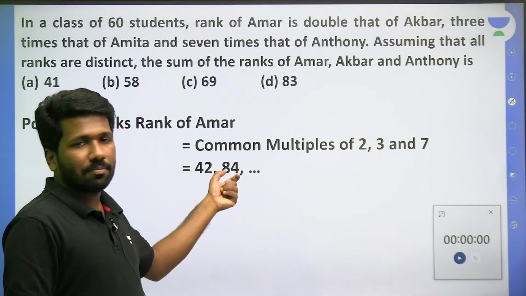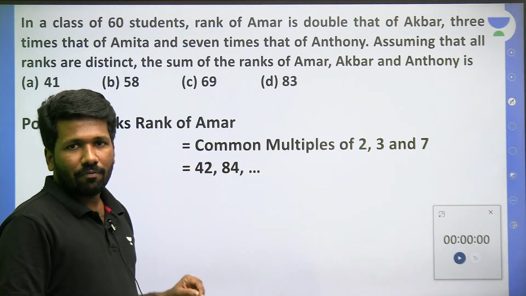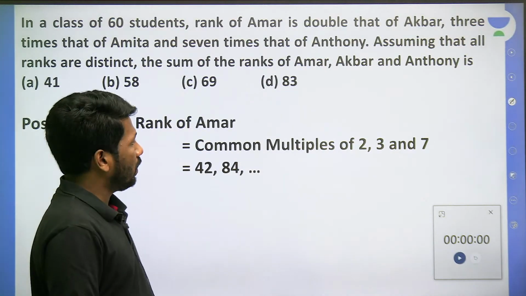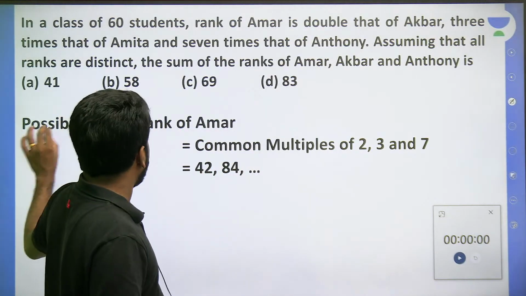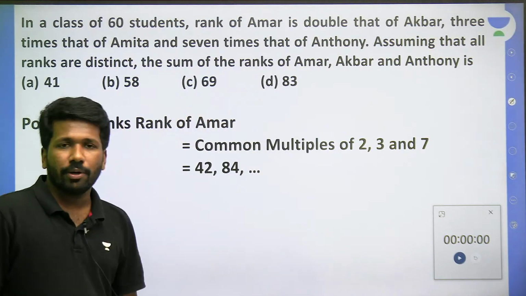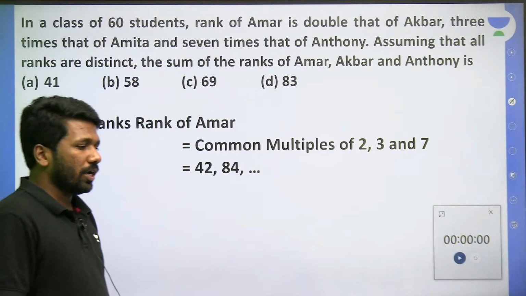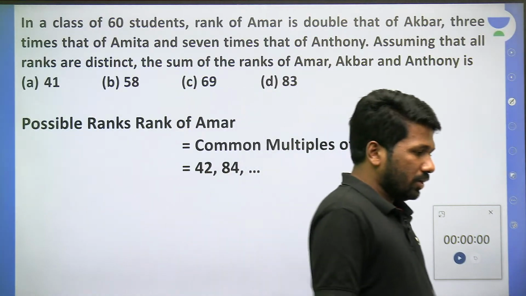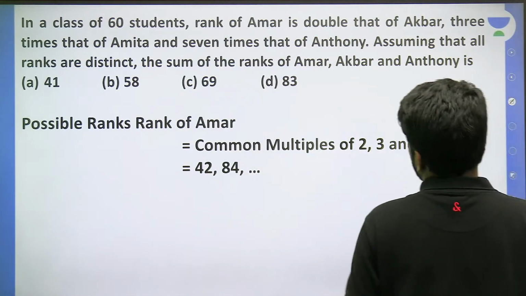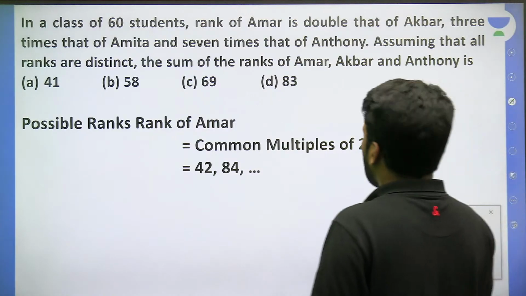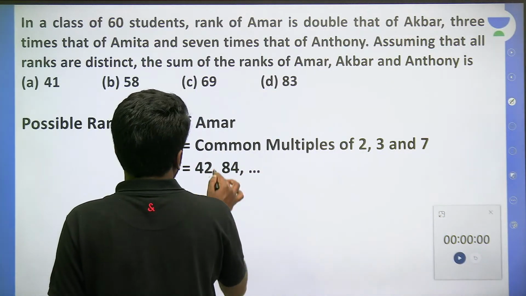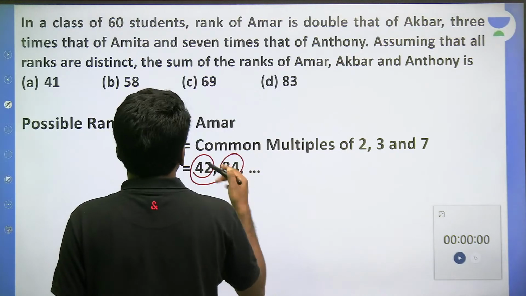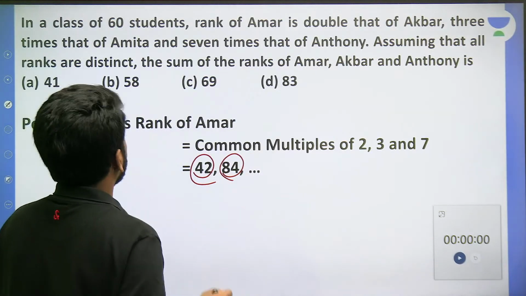After that, double of 42 is 84, triple of 42 is 126 and so on; these will be the common multiples of 2, 3, 7. Only those common multiples can be the possible ranks of Amar. Did you understand that? Possible ranks of Amar can only be common multiples of 42. That means Amar's rank can be 42, or 84 also. Then how will you decide?